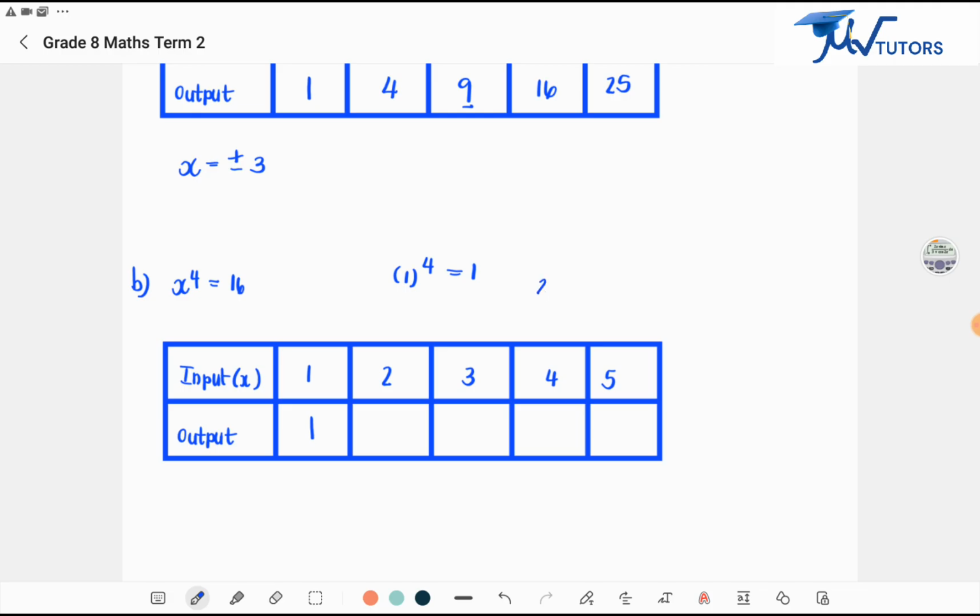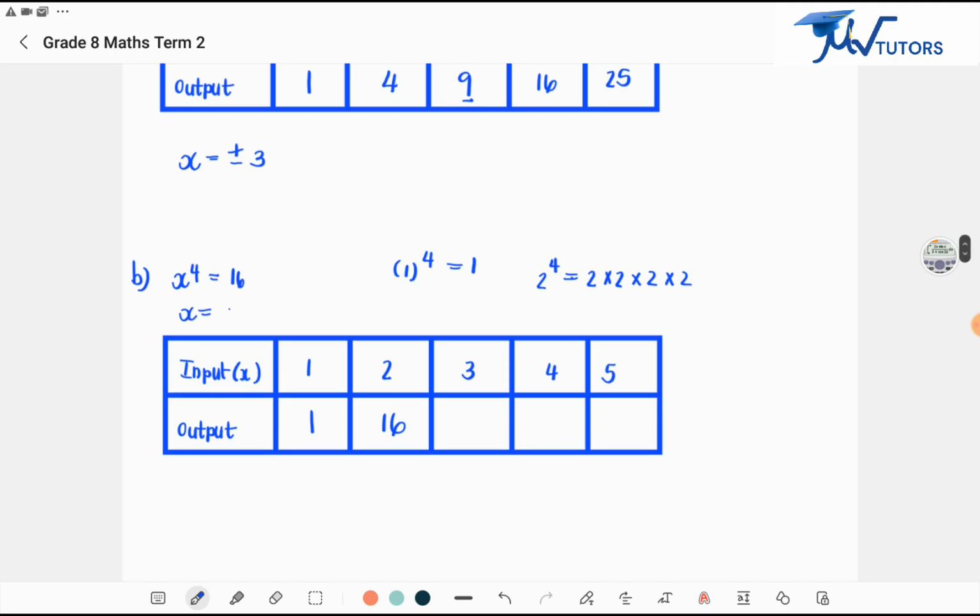What about 2 to the power 4? This is literally just saying 2 times 2, which is 4, times 2, which is 8, times 2, which is 16. So 2 to the power 4 is 16. So we already have our answer there, that x is actually equal to 2.